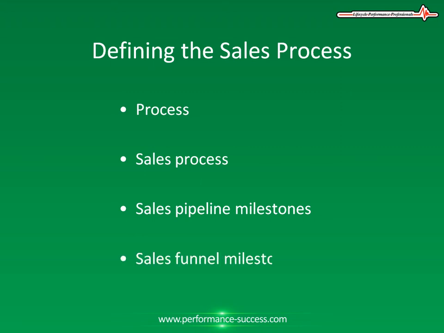Sales funnel milestones. These are measurable events that take place on specific opportunities that enable sales management to assess the quality of selling skills and the quantity of activity needed at the salesperson level. Again, these milestones are 1. Objective, and 2. Auditable.